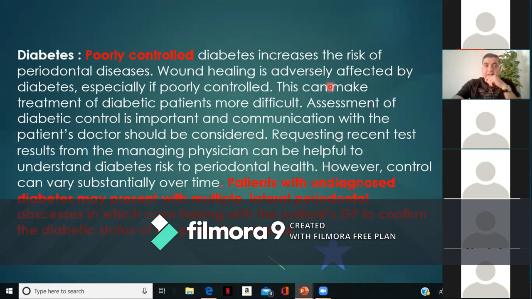Second cause, diabetes. Please never say because of diabetes; you need to say because of poorly controlled diabetes. It is different, because poorly controlled diabetes is what caused the problem, not the diabetes itself. If the patient is diabetic but it's controlled, then there is no problem at all.